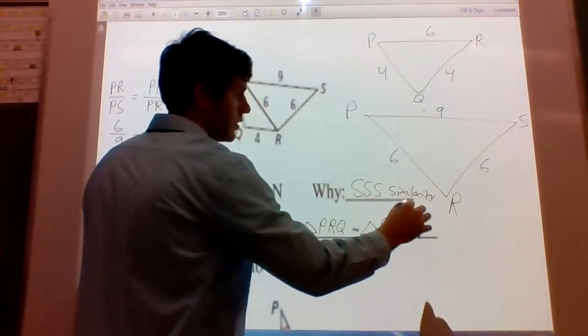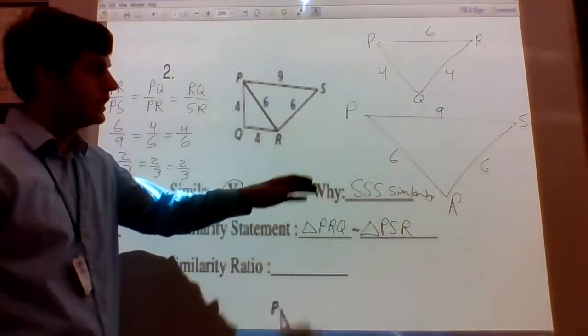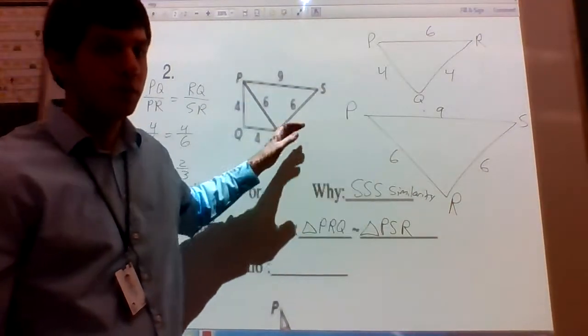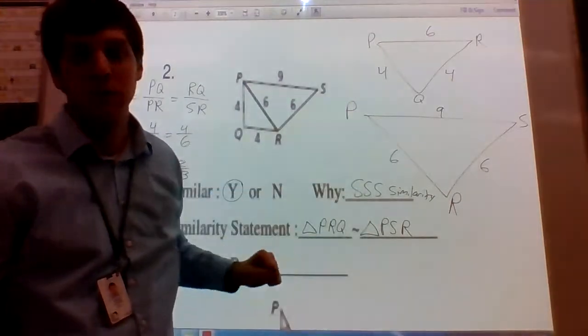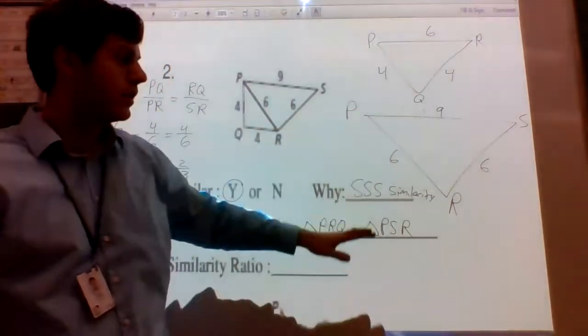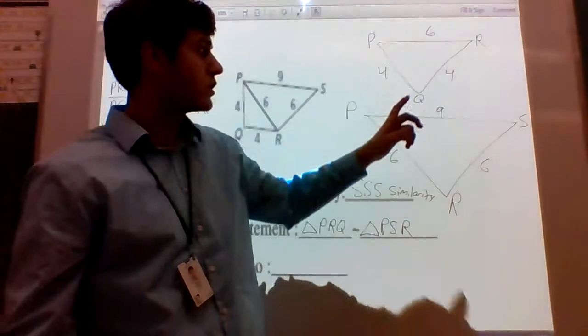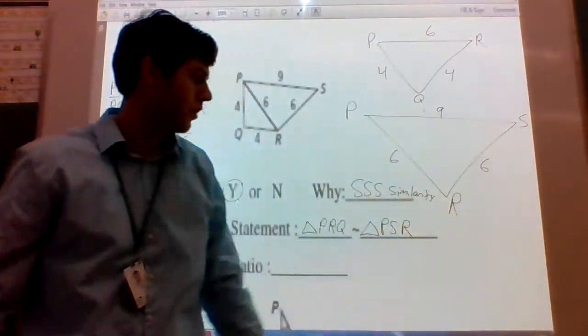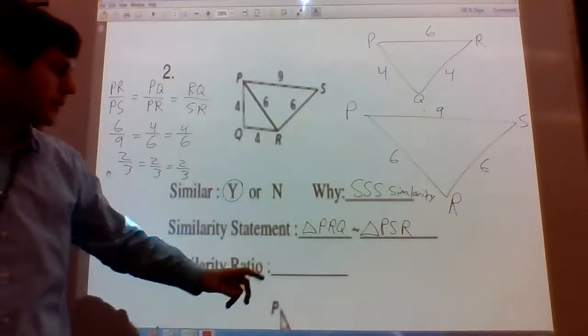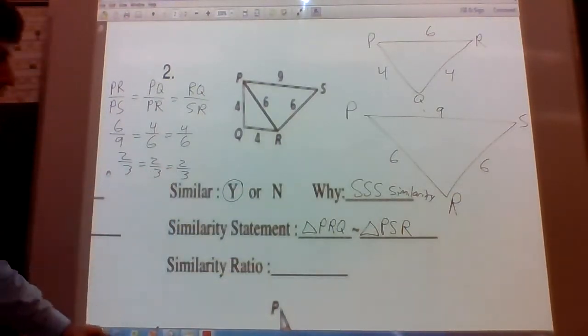S, R. Again, much easier if you redraw them. If you can visualize it from this, that's great. This way will eliminate some of your mistakes, though. Much easier to redraw it, easy to see. PRQ, what corresponds to P is P, corresponds to R is S, corresponds to Q is R. Similarity ratio, 2/3.